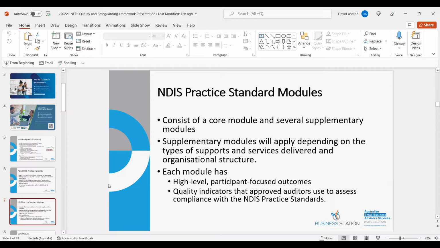So that's what we'll go through. Not all the supplementary modules are going to apply to you, but certainly the core modules will. And each module is based on outcomes. So you're going to be measured on your ability to deliver those outcomes to a client. And then there's the quality indicator, which is what the auditor will look for when assessing your capacity to be able to deliver that and register your organisation as a service provider.